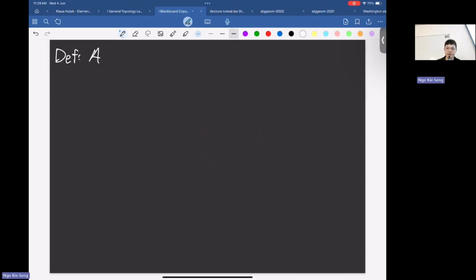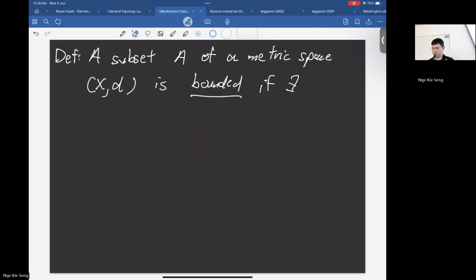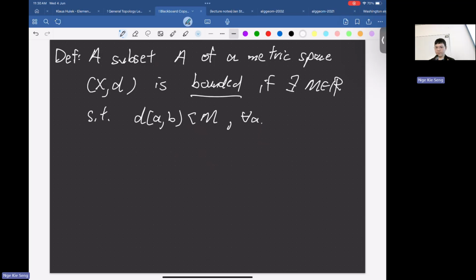We will return to metric space for a bit, because we want to discuss the extreme value theorem. What's the application of compactness? Let A be a subset of a metric space. To differentiate metric space and topological space, here we put (X, d). A is bounded if there exists a number M in R such that d(a, b) is less than M for all a, b in A.